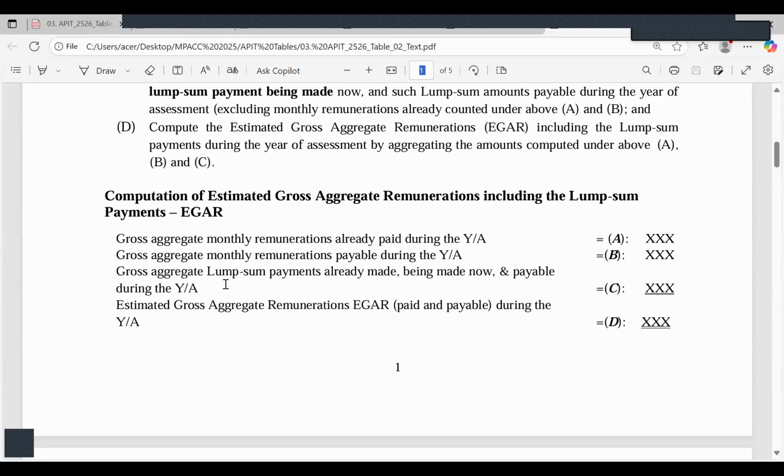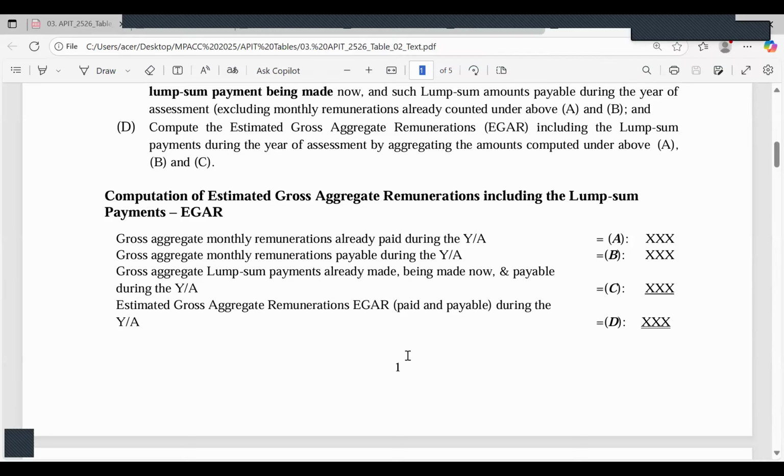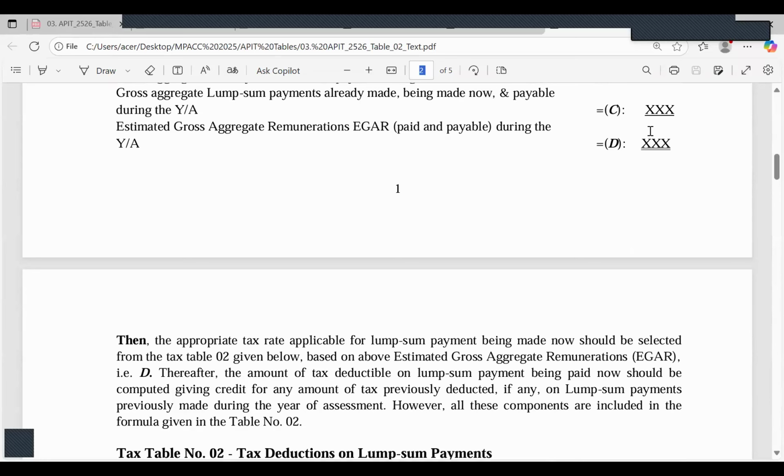Then gross aggregate lump sum payments already made. That means if we have already received a lump sum payment during the year, that amount should be considered. So altogether, aggregate of this above 3 is D. So now we know what is D. A plus B plus C equals D. Monthly remuneration already received, monthly remuneration receivable, lump sum payments already received. So we have to calculate this D.